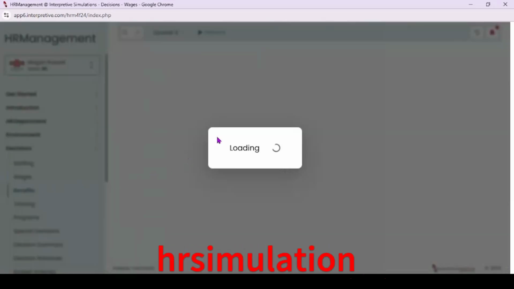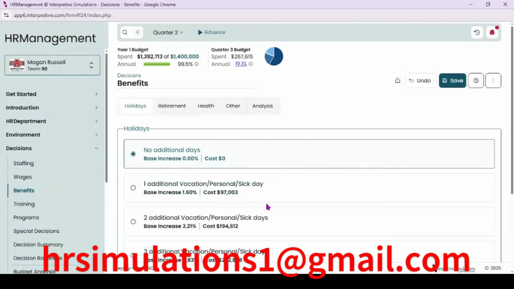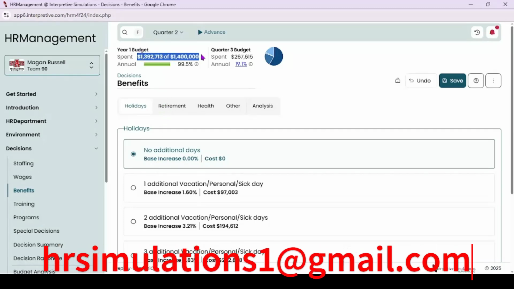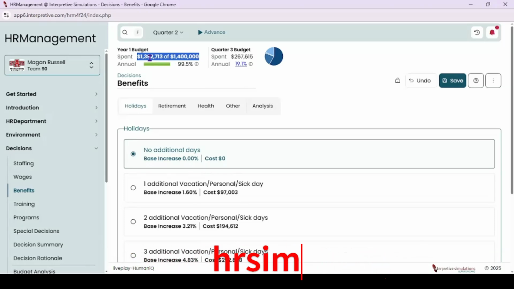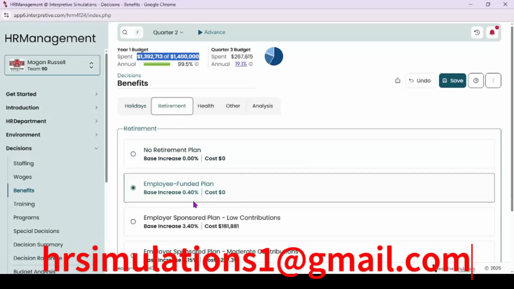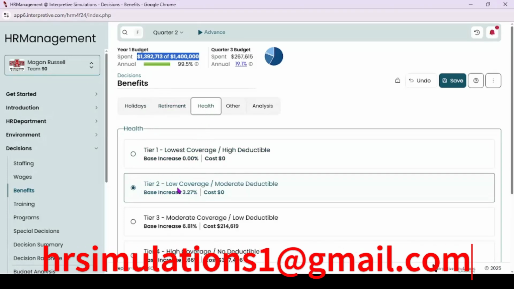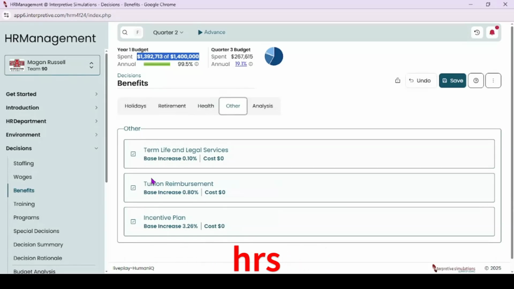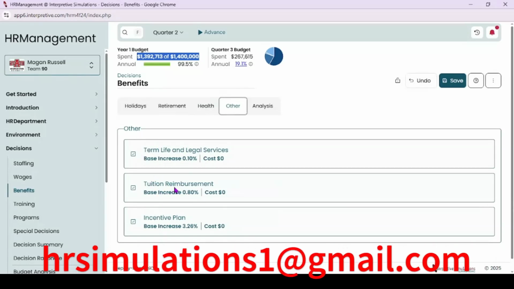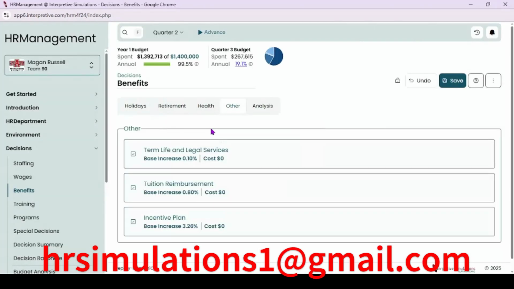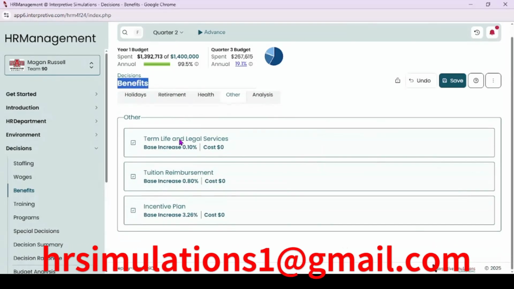Next is benefits. Under the benefits, it's okay for you to give out benefits for holidays, retirement, health, maybe other benefits, but for me, I'll not give out for holidays, because you can see how our spend is, and the maximum spend is actually 1.4, and we are at 1392. Retirement, I had given a base increase of 0.4%. Health, I had given it low coverage, that's moderate, base increase of 3.27%. And under the others, I had given the term life, tuition disbursement, and the incentive plan. So that one, I'll just save it and leave it that way. So I'm not going to remove the benefits from our workers, because we need to treat our workers well.